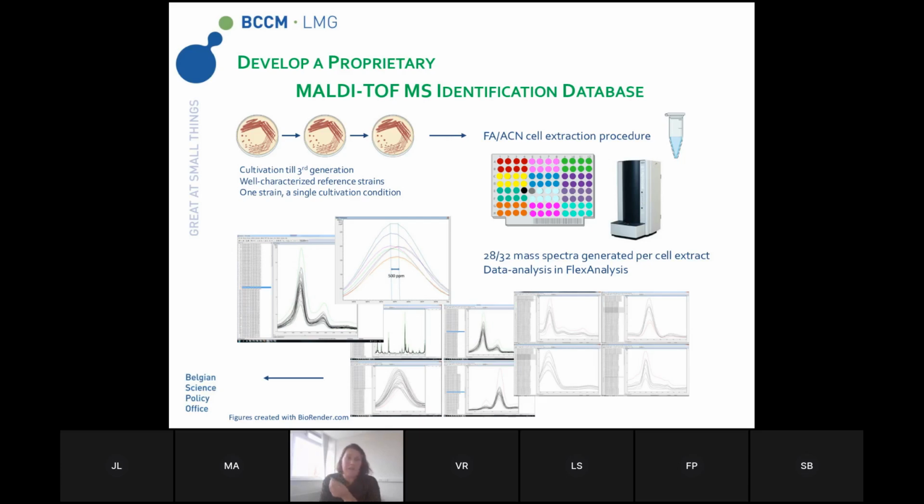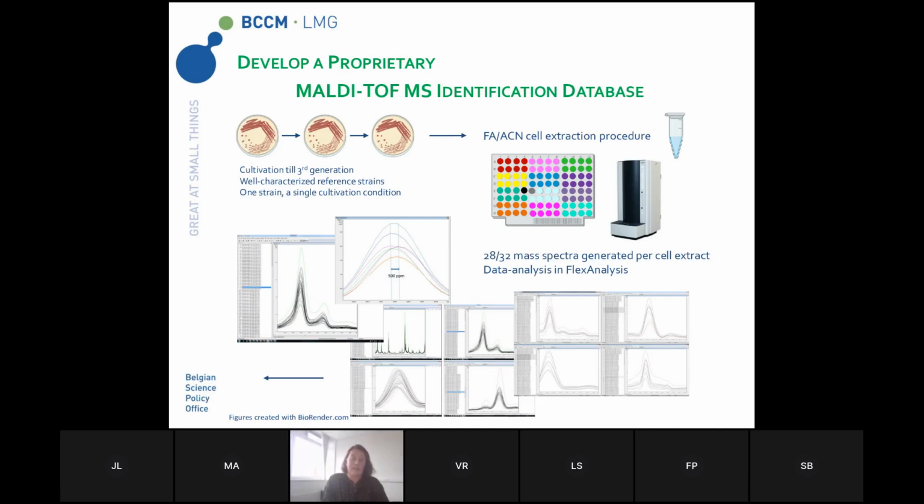I've learned from other labs that they combine different cultivation conditions to create a single main spectrum. But in my opinion, you lose data. You lose peaks, you lose some uniqueness that is linked to the cultivation medium used. But okay, each has its own preferences, of course. So what happens afterwards? We do the cell extraction procedure. Each cell extract is spotted 7 or 8 times, and we measure the plate 4 times. So we have 28 to 32 mass spectra per cell extract.